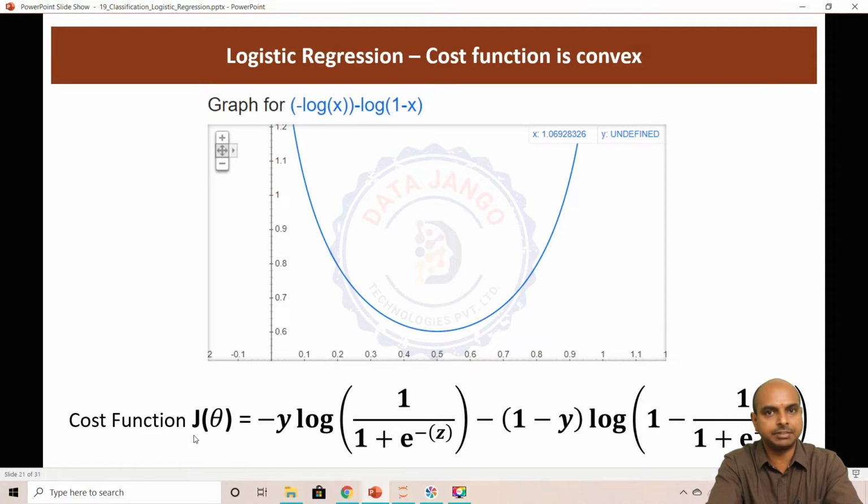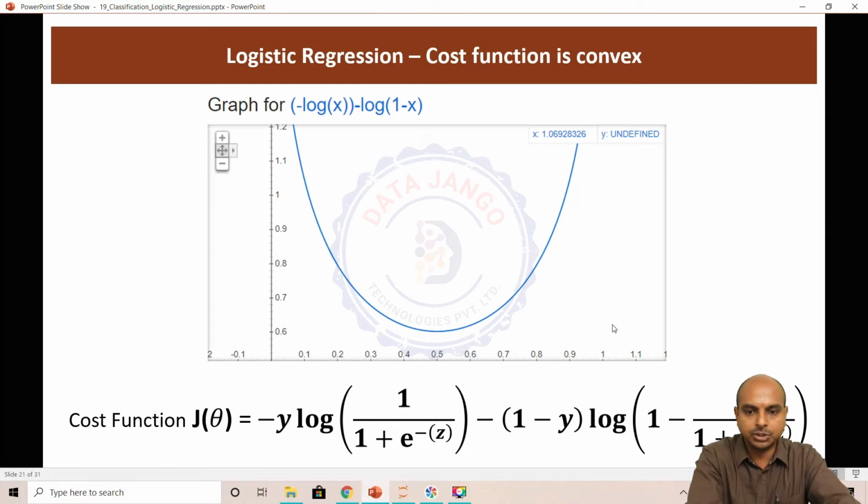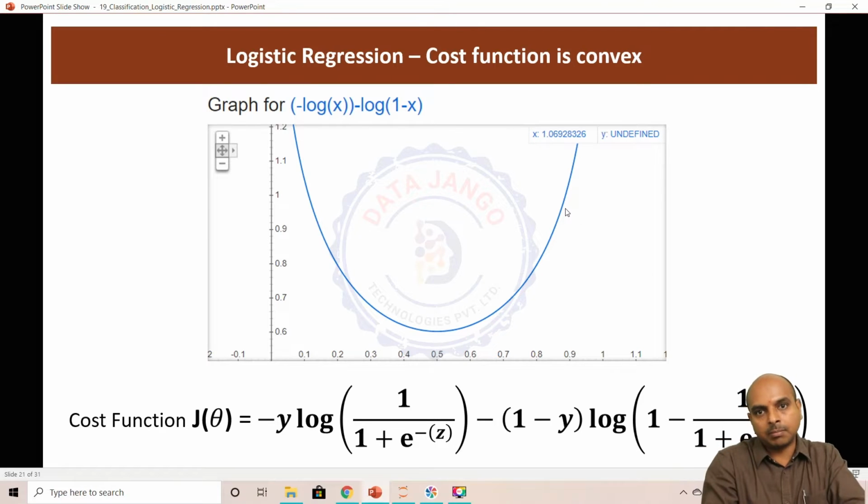The cost function J of theta is equal to minus y log h of x minus (1 minus y) log (1 minus h of x). H of x is 1 by 1 plus e power minus z, where z is equal to the linear combination theta transpose x. Right? So the cost function is convex, so the gradient descent algorithm can actually converge to the global minimal theta. It chooses some random theta, calculates the slope, and subtracts the slope from the current theta after multiplying with the learning rate. So that's how the gradient descent algorithm works.